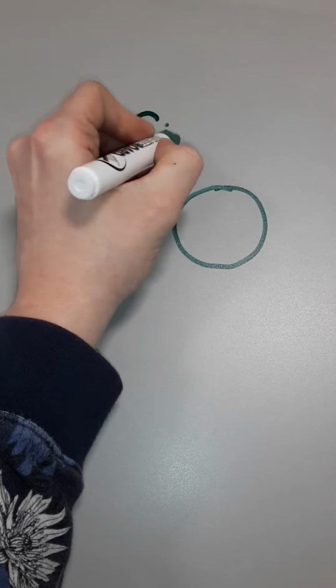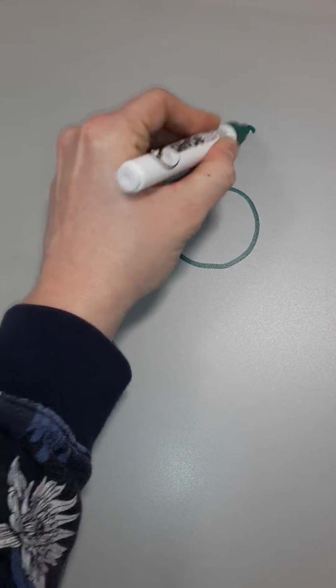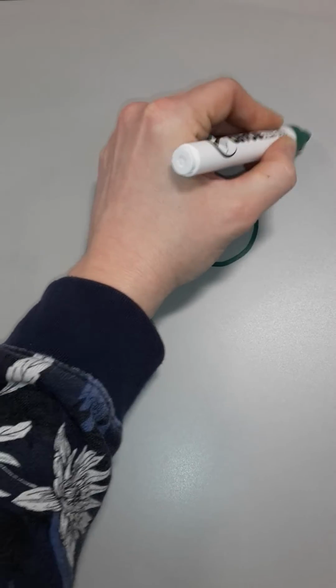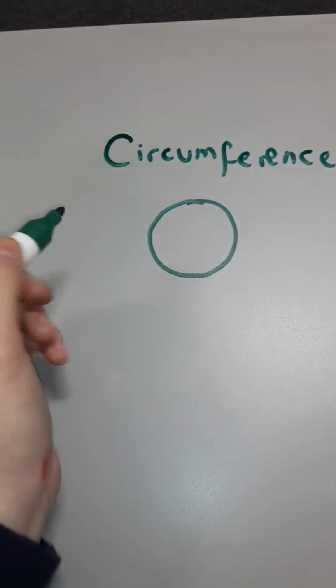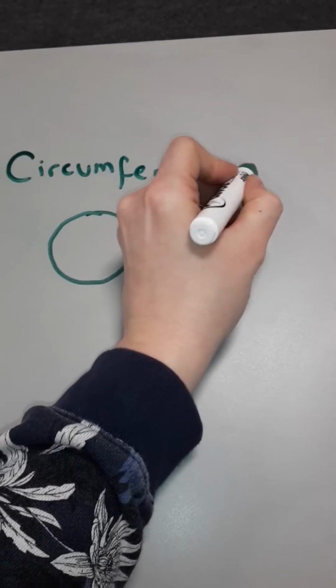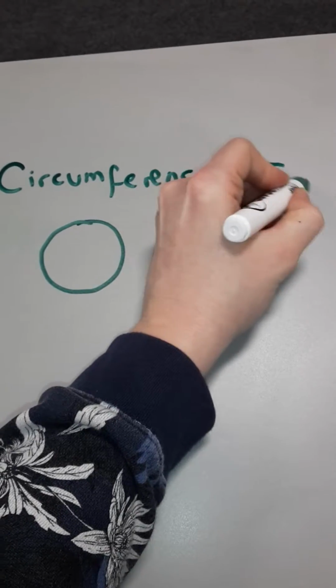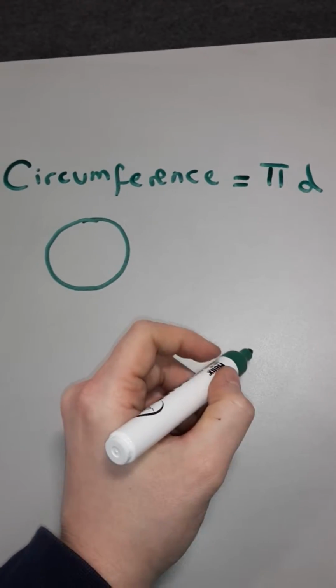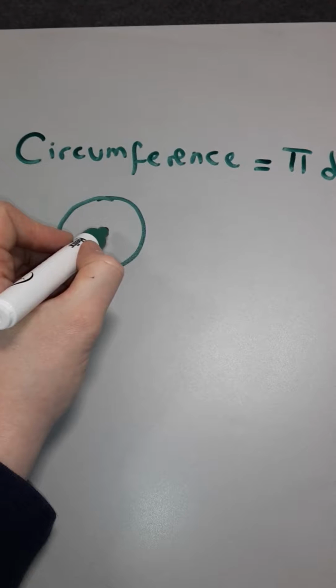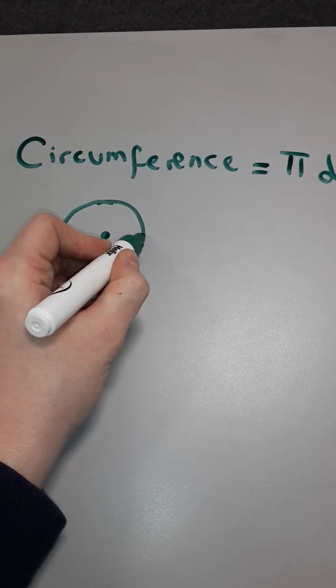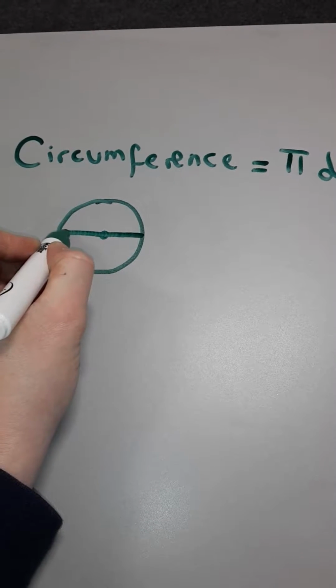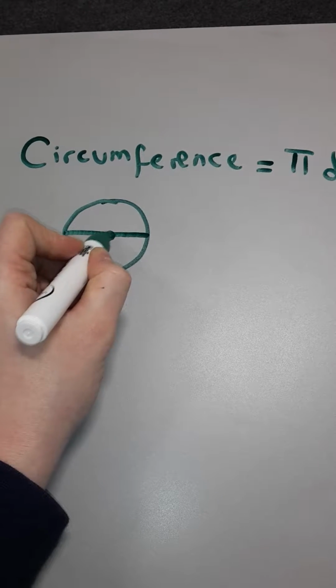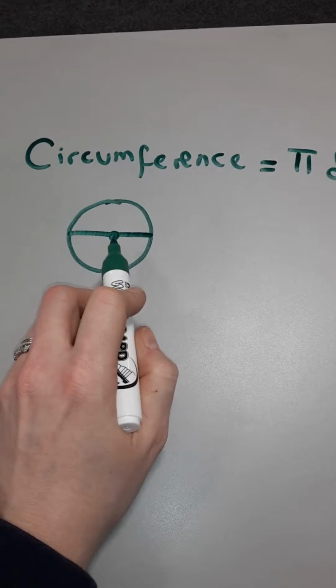The next one we need to be able to calculate is our circumference. This is a good word to learn to spell because you do get marks for spelling. And how you calculate circumference is pi times diameter. A diameter is a line that goes from edge to edge of a circle going through the central origin.